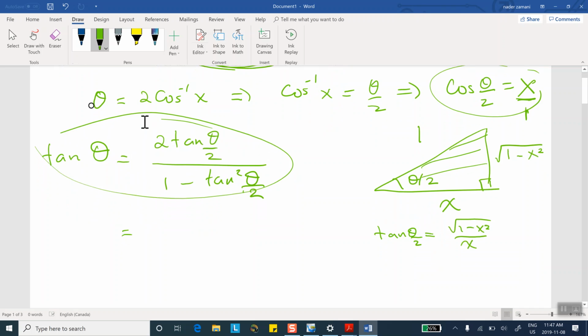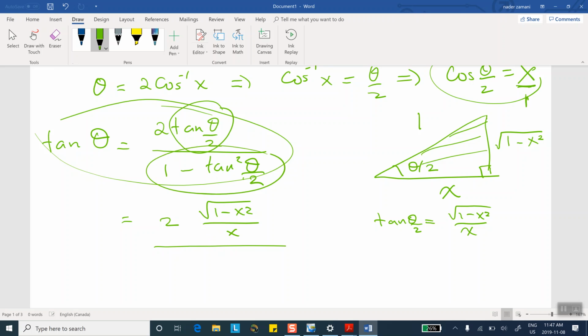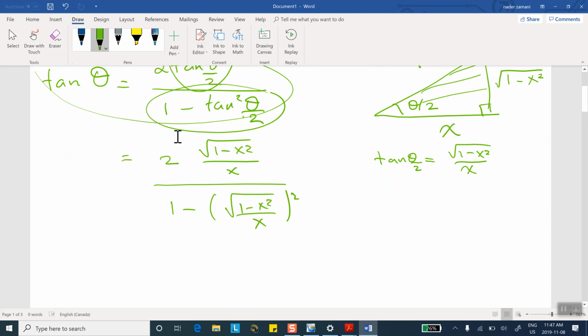All right, so let's go ahead and plug it in. This is equal to 2 times tangent of theta over 2, which was here, the root of 1 minus x squared over x. And then down below, 1 minus the square of that, the root of 1 minus x squared over x, quantity squared. Let me do some algebra, because in all likelihood the answer in the book is not going to look like this, and you want to make sure that you are getting the answers in the book.